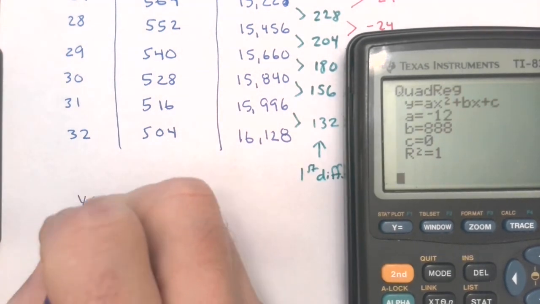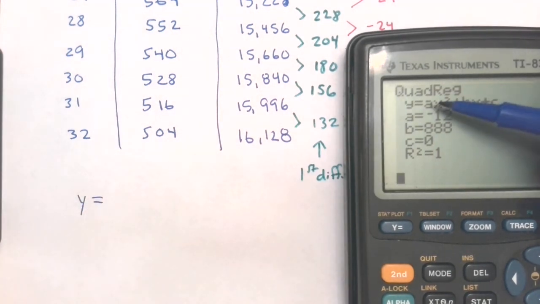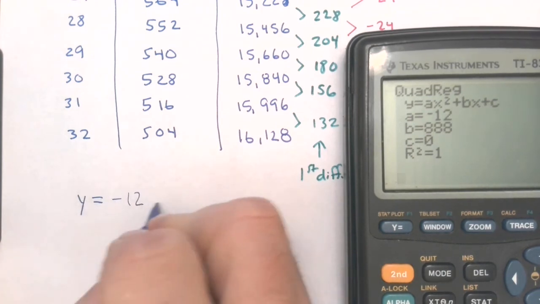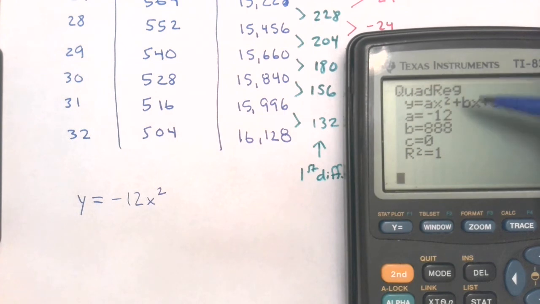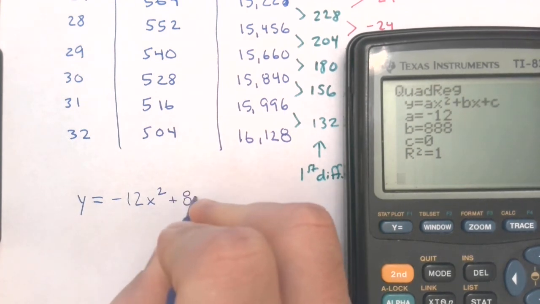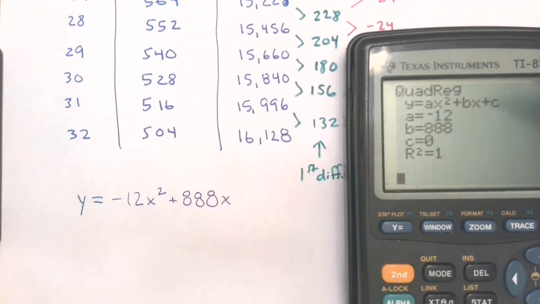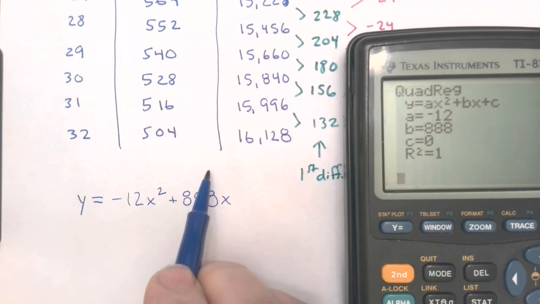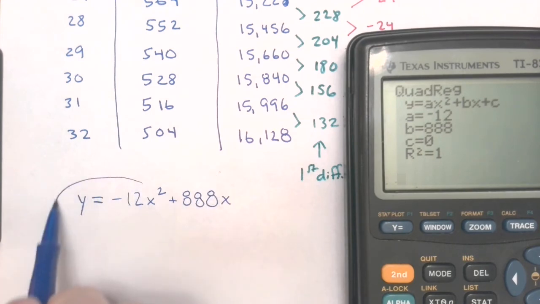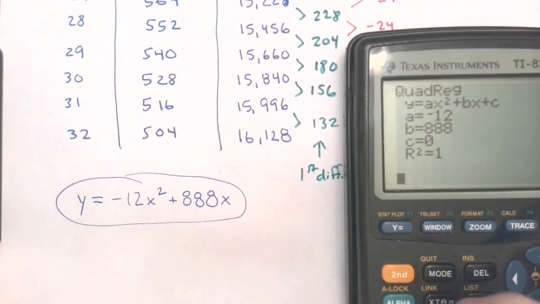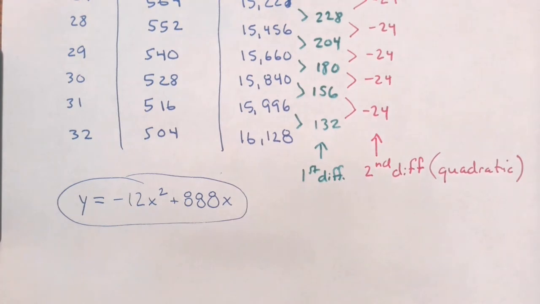So we have y is equal to, and in place of a, we're going to put in the number 12, so that's going to be a negative 12x squared. And then plus bx would be plus 888x, and then plus c. C is 0 in this problem, so this is our equation that we can use in order for us to maximize yield.